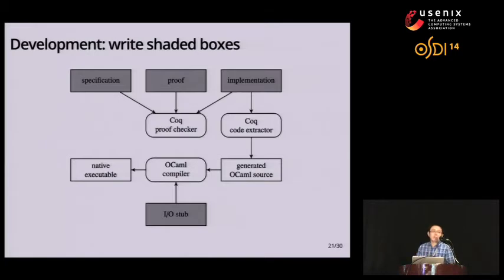Now let's move to some implementation details. Here's the development flow of Jitk. Developers write those shaded boxes. You need to write the specification, the proof, and the implementation, and you send all of these to a Coq proof checker, and if the checker says okay, then you know the implementation meets the specification. After that, you can extract code from the implementation using a Coq code extractor, and then you have an OCaml program. Then you can use the OCaml compiler to compile that into a native executable. So you have those BPF to x86 translators and also SCPL translators. In the middle, you might need to write some IO stub code, which is very simple.